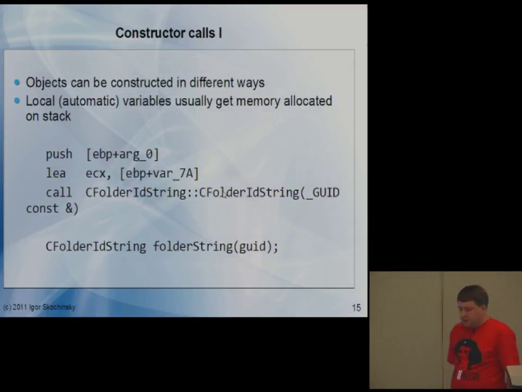So how to recognize these constructor calls? There are several ways C++ classes can be constructed. One of the most common ways is when you declare a local variable, and it's constructed on the stack. So here's a typical construction of a local variable. The address of a stack area is loaded into ECX, and then the constructor is called. So this could correspond to the line below. We declare a local variable CFolder of type CFolderString, and we pass an argument.